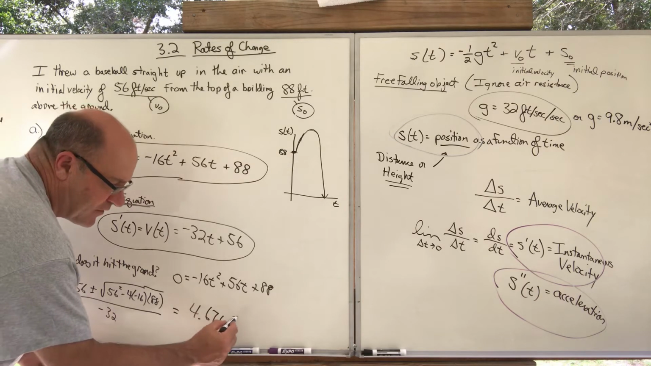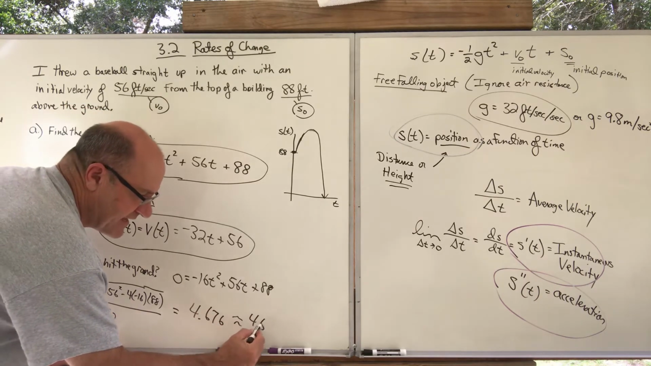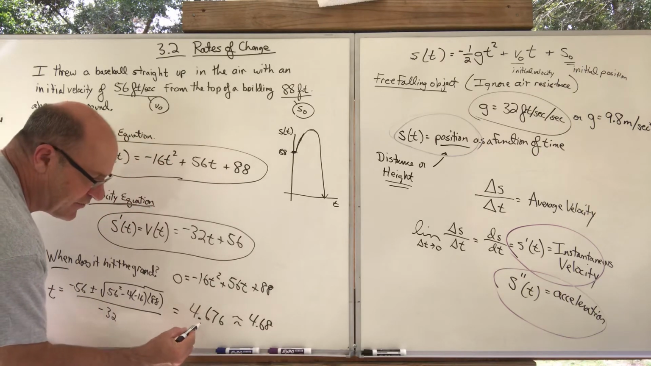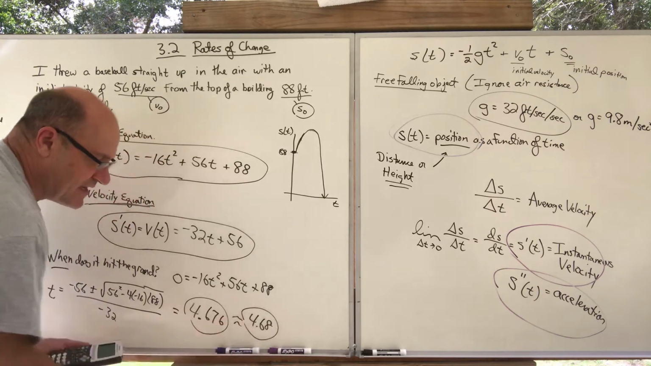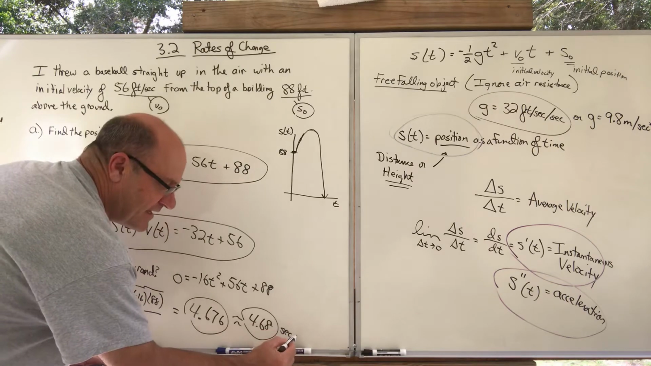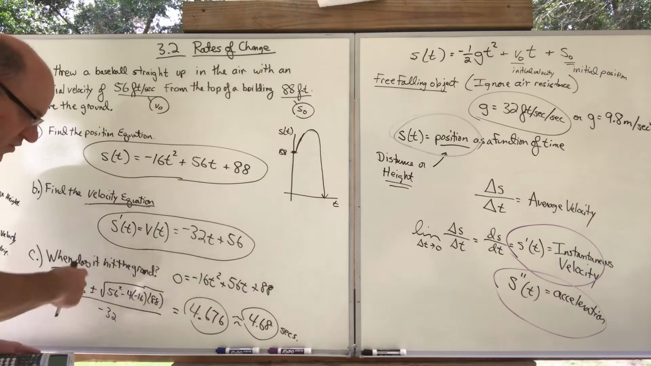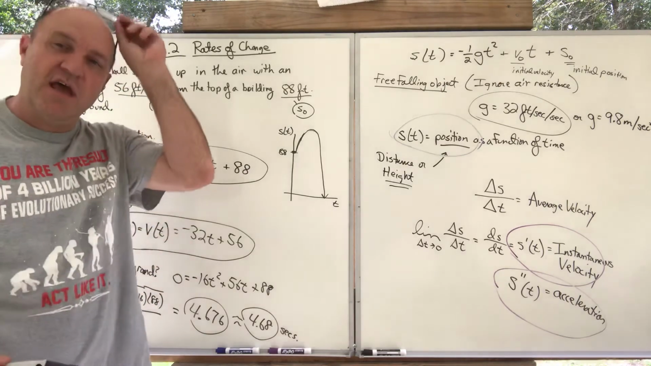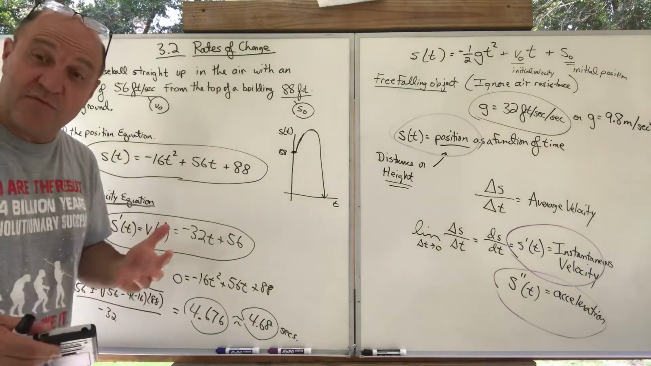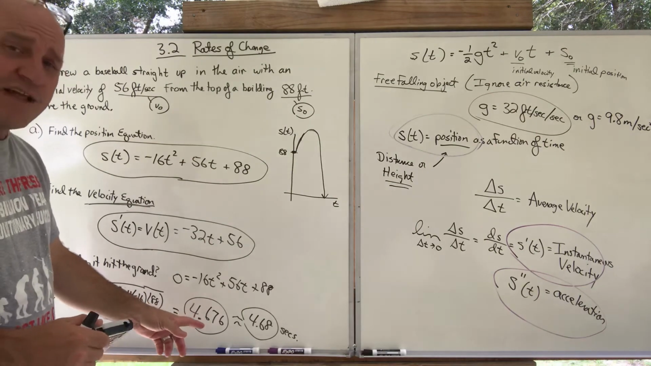Maybe I round that and call it 4.68 seconds. Actually, I rounded it there to 3 decimals. Here it is to 2 decimals. But that's how long it takes to hit the ground. It's just the solution to the quadratic formula. You know, the quadratic formula has 2 solutions. The other solution would have been a negative number, and that's not the one I want.